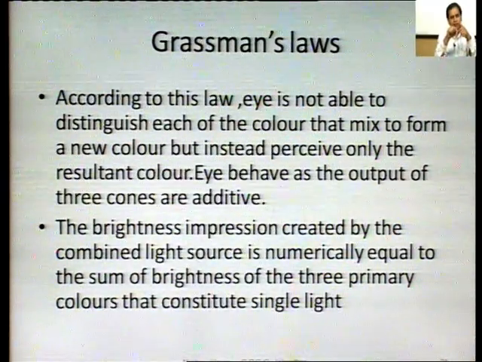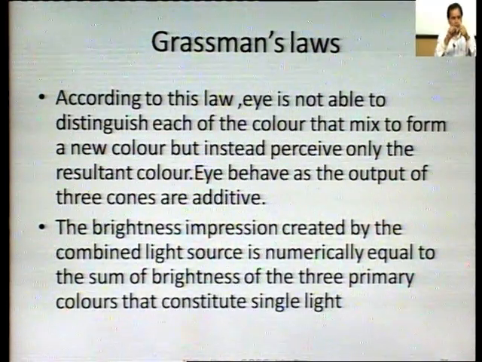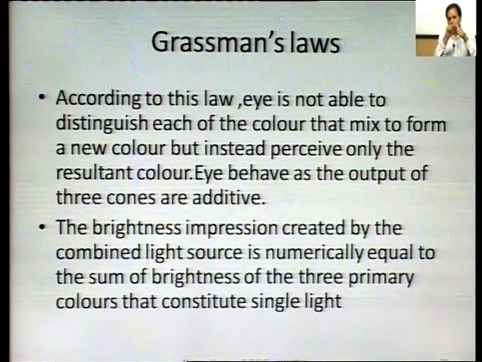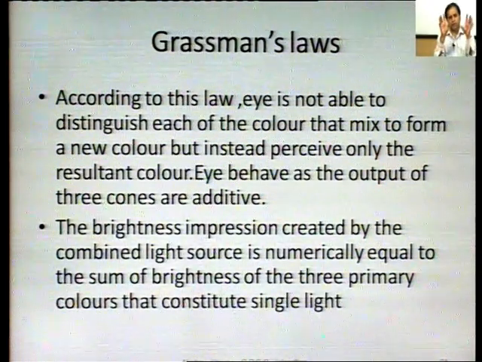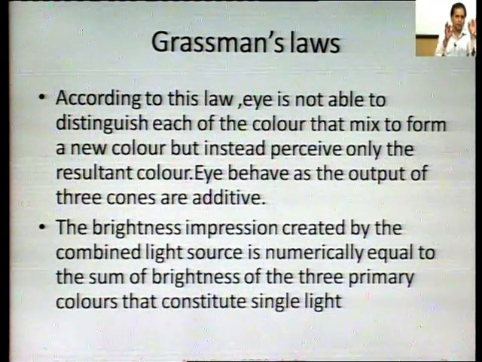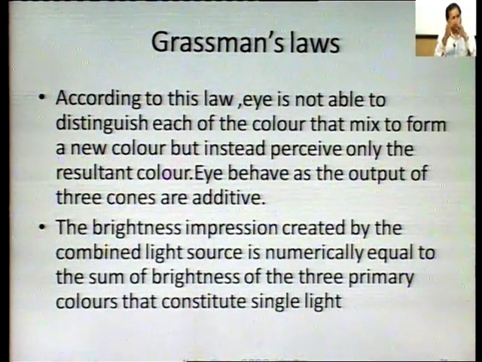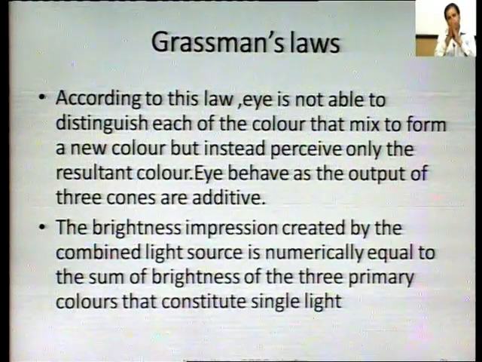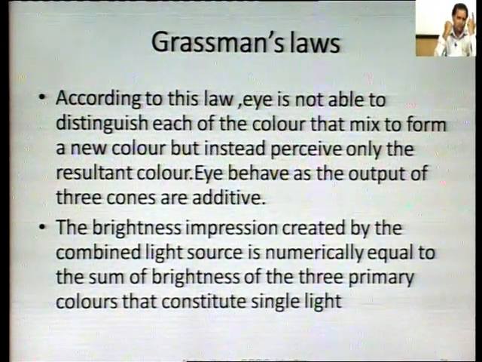Means if red, green and blue, all three, are mixed and white color or some other color is formed, then what will be the brightness of that color? That will depend upon the individual brightness of the primary colors: what was the brightness of red, what was the brightness of green, and what was the brightness of blue. So, numerically if we add the brightness levels of all these three colors, that will give the brightness of the resultant color.